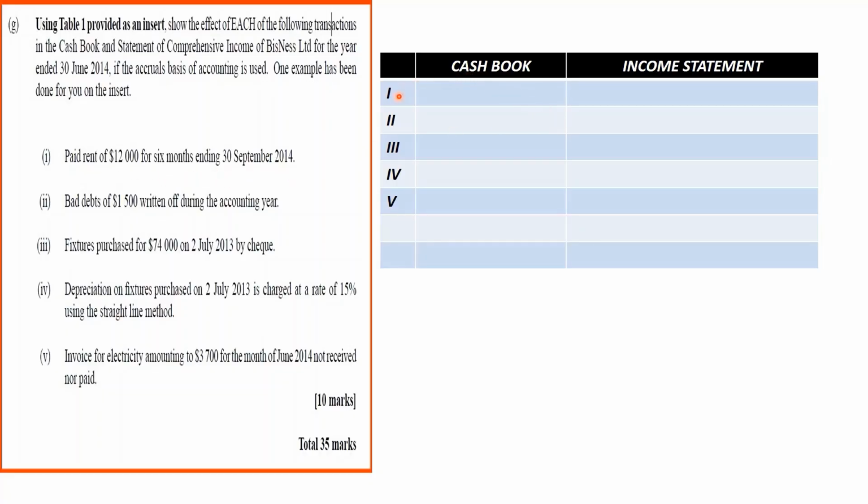The insert looks something like this. We have the numbers of the different items here and the cash book and income statement at the head. Right, the first one was done and it said a decrease of 12,000, and the income statement said increase in rent expense 6,000. You might want to ask what happened with the other additional 6,000. Well, according to the dates here, it would have been prepaid and would not have been in the income statement.